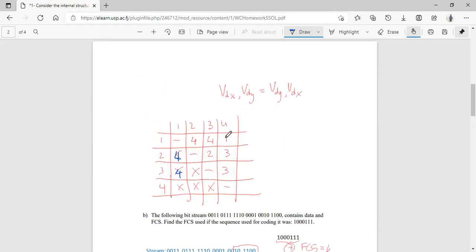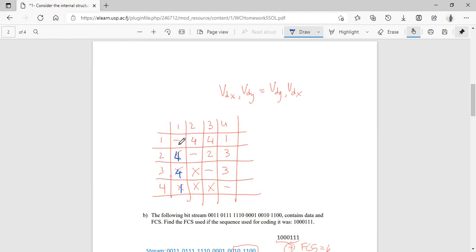So distance between D1 and D4 is 1, right? So what this means is the distance between D4 and D1 is also the same, isn't it? So you can see the row over here is the column of this particular part, isn't it? Okay, so that is why we can ignore this, because whatever we have over here is similarly reflected over here.